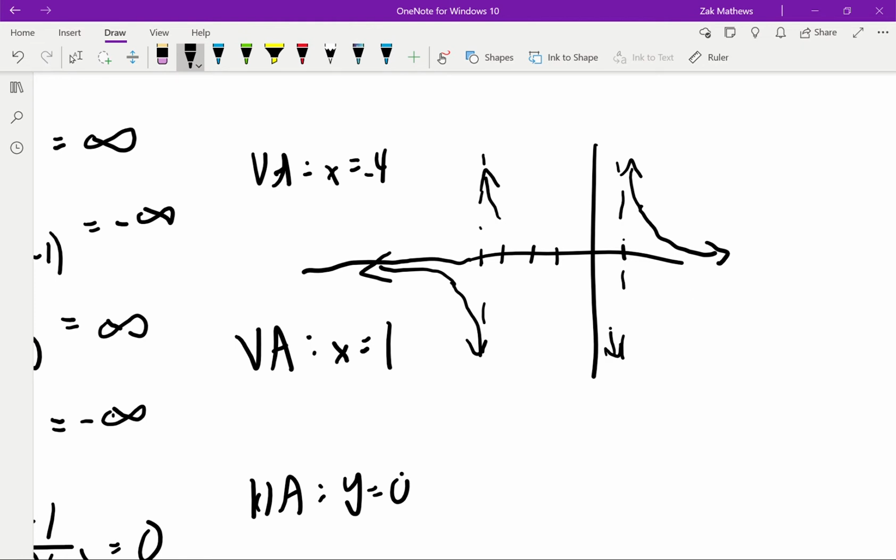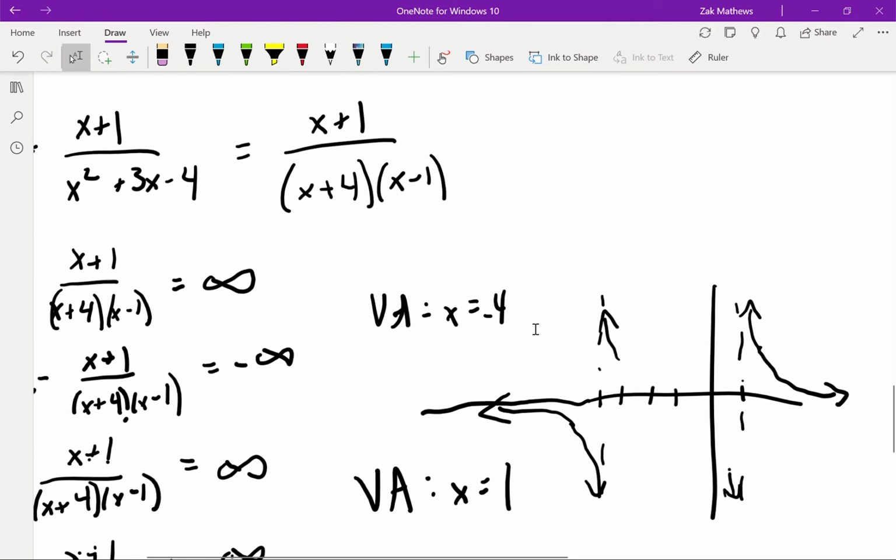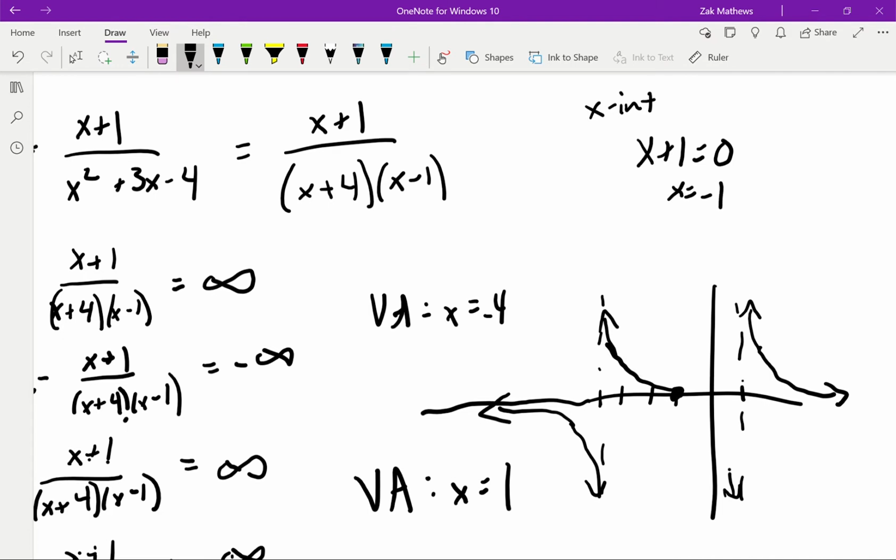easily. Now, one other thing that might be nice to get is to see exactly where it does pass through our x-axis. And so that's as simple as finding an x-intercept. To find the x-intercept, we set the function equal to 0. Well, the numerator is the only thing that's allowed to equal 0. And so we get x is equal to negative 1. So now I have a point. I know how we approach the asymptote on the left. We know how we approach the asymptote on the right. So there we have a pretty accurate picture.